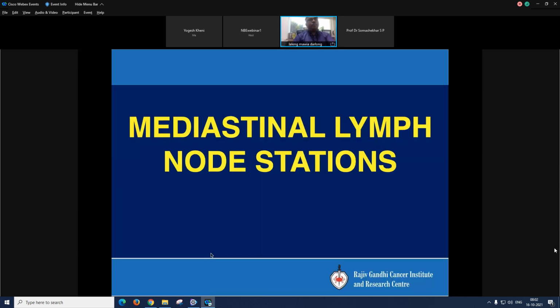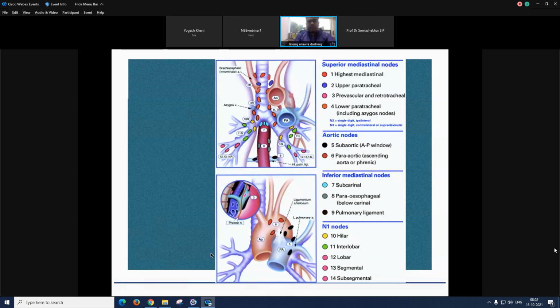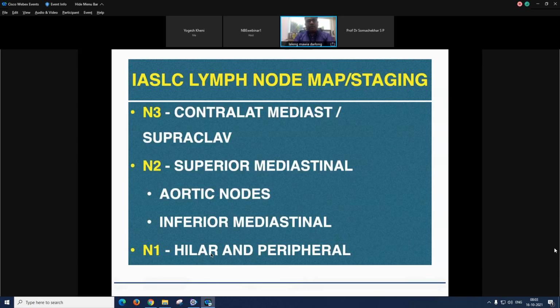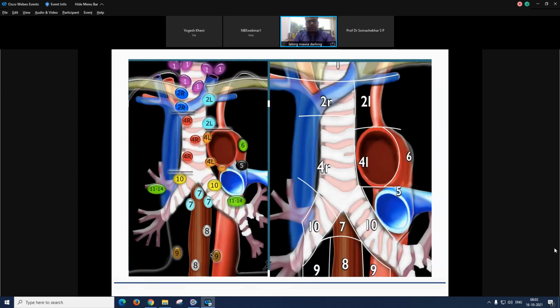Now we'll go to the very, very most important topic, that's mediastinal lymph node stations. This is the IASLC map of the mediastinal lymph nodes. We are all very familiar with it. Just again revise the nodal staging. N3 is basically the contralateral mediastinal or the supraclavicular nodes. N2 is basically the superior mediastinal, aortic nodes, and inferior mediastinal. N1 are the hilar or peripheral. This is basically intrapulmonary.